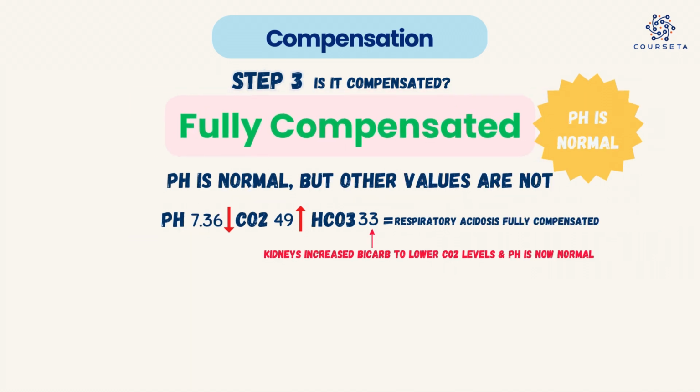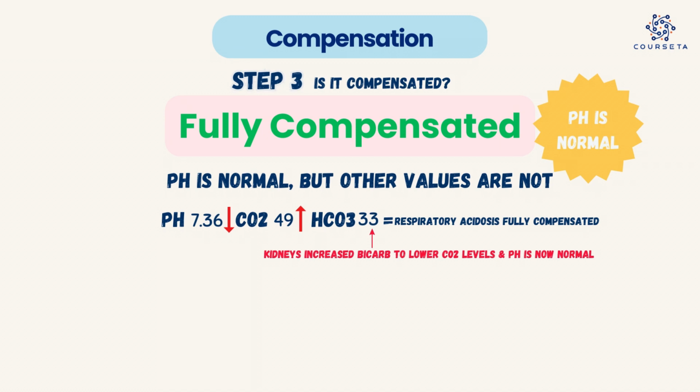Okay, moving on to fully compensated. The way you can immediately identify this is if the pH is normal. It's the only one where the pH would actually be normal. It'll be close to being abnormal, but it is in the normal range. So you're going to see the pH between 7.35 and 7.45.